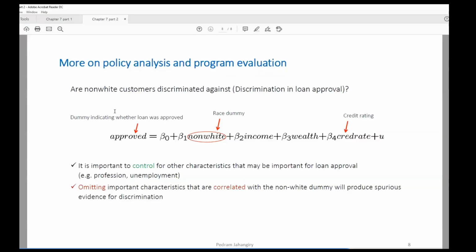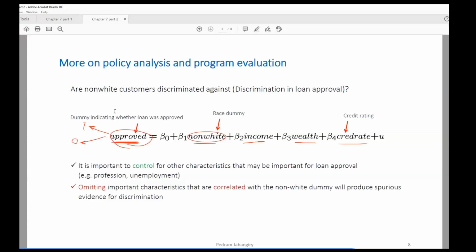Anyways, let's say my left-hand side variable is approved or not. So it's a dummy variable, 1 or 0. It's a binary variable, okay? We are regressing approved on some race dummy, and for the race dummy I just use non-white. I want to see if you're non-white versus anything else, okay? Basically, because I don't have any other dummy, it's only two classes, non-white and white. Then income, wealth, let's control for income, wealth, and credit rating.